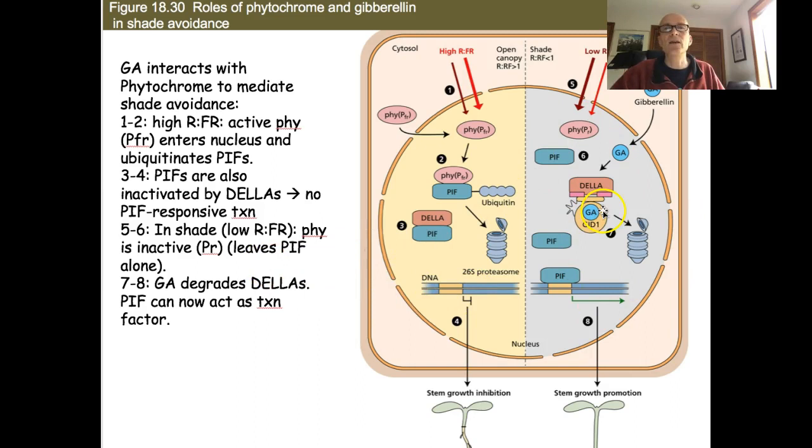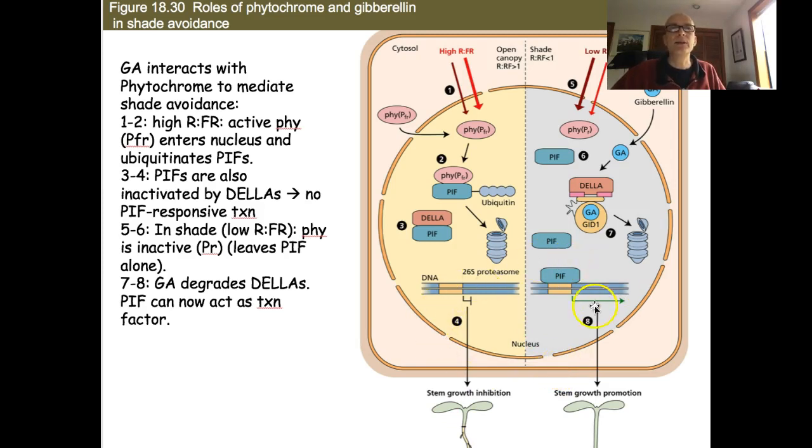But then in the shade over there where we have shading, and we have the low red to far red ratio, the phytochrome is inactive, so it's not going to do this thing. It's not going to take the PIF protein and stick it into the proteasome. And at the same time, gibberellic acid is activated and is binding to its receptor, which then helps the ubiquitination of the DELLA protein, liberating the PIF protein, allowing it to bind to its promoters, to the places where PIFs can bind, and then turning on genes that have to do with the elongation of the stem. For example, cell wall loosening enzymes that we have discussed in the past as well.